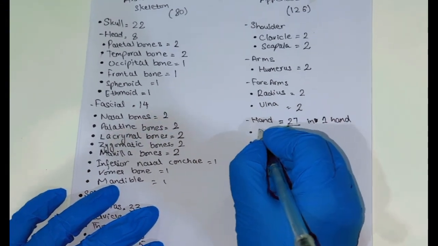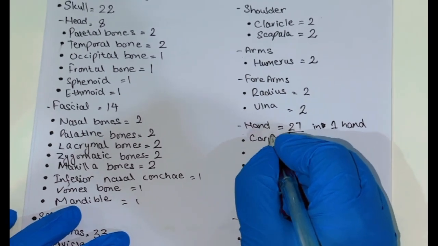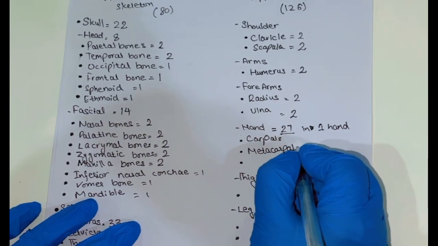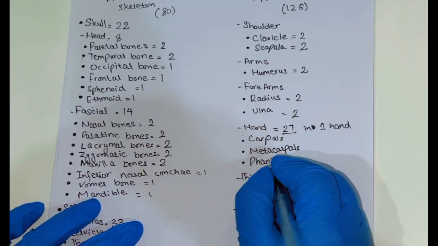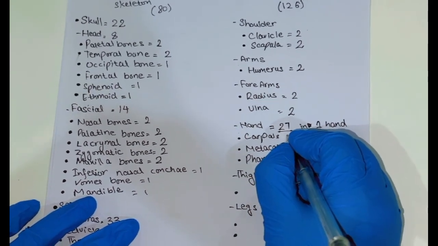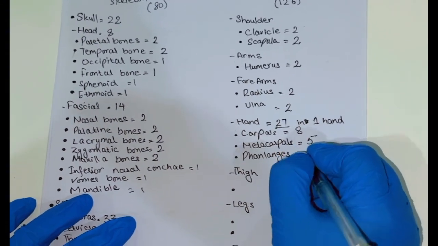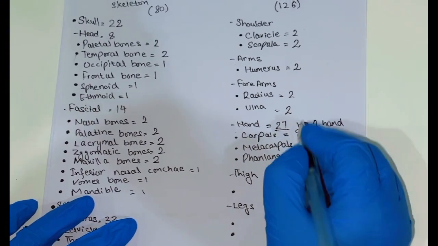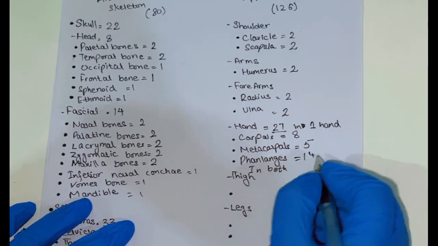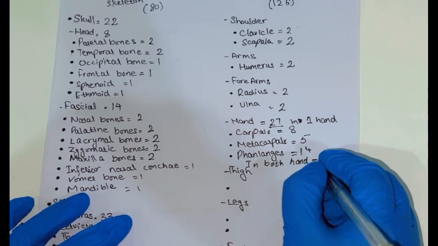So first is carpals, next is metacarpals, and next is phalanges. There are 8 carpals in one hand. Next we have 5 metacarpals and 14 phalanges. These are in one hand, and in both hands we have 54 bones.